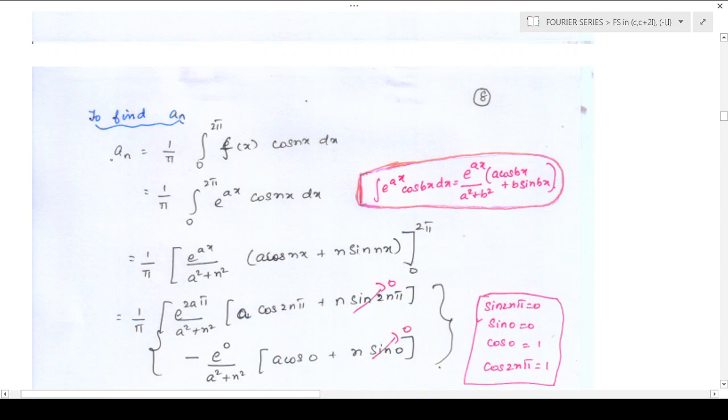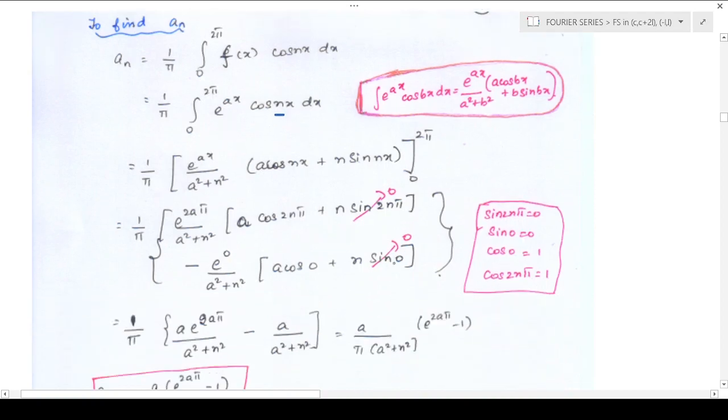So now a n is 1 by pi integral 0 to 2 pi f of x, which is e power ax cos nx dx. Now just compare with the formula. Instead of b, you have n here. So in this formula, wherever it is b, put n. Then apply upper limit minus lower limit, children. You all know sin 2n pi and sin 0 are 0. So remaining you are getting as such. Take commonly outside a by pi into a square plus n square. Inside the bracket, it will be e power 2a pi minus 1.